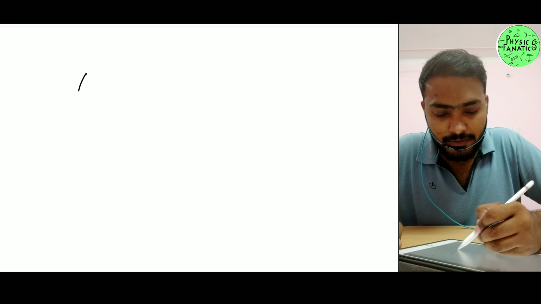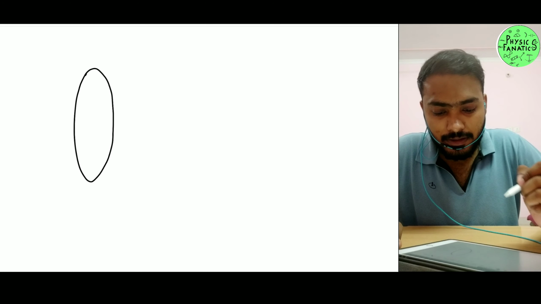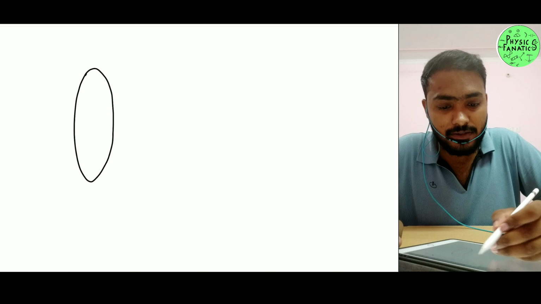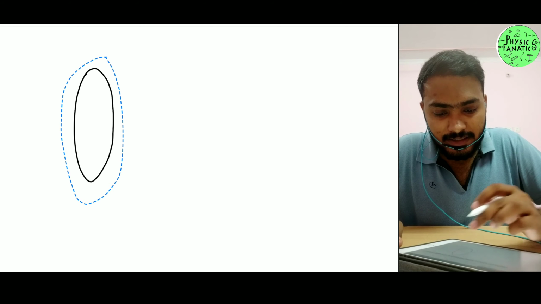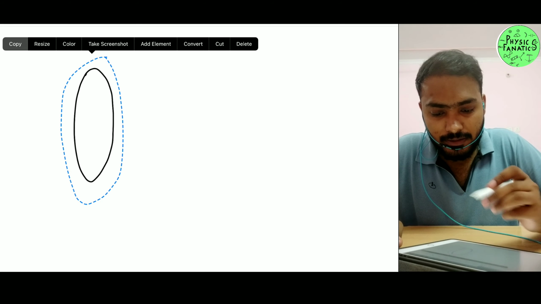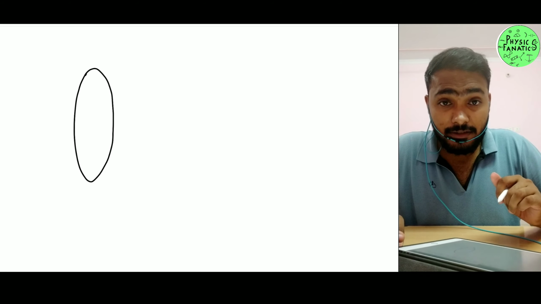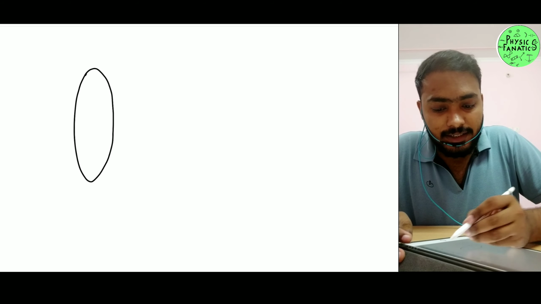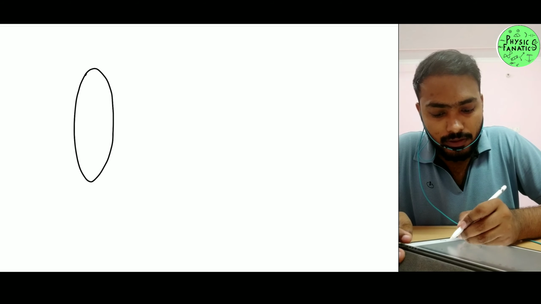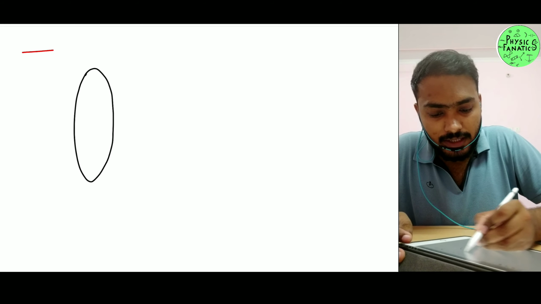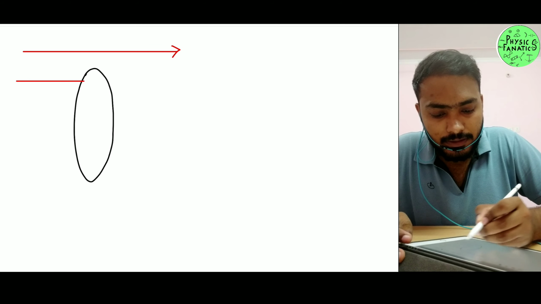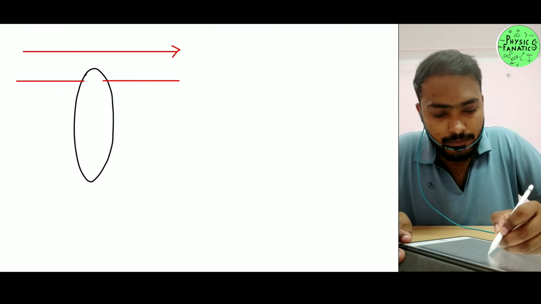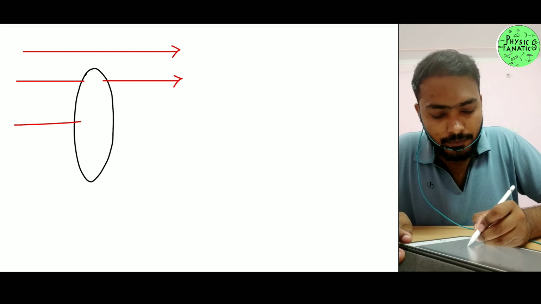Let's say I have a surface. Alright, so I have this surface. Let me just copy this. Now I have this surface, and let's say the electric field lines are going through this surface. Let's say I have electric field lines which are going like this.